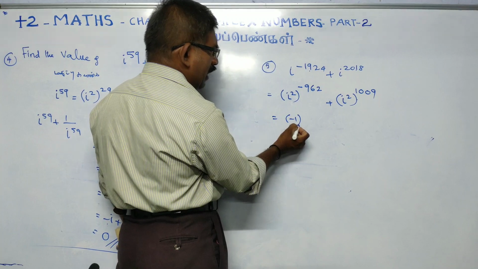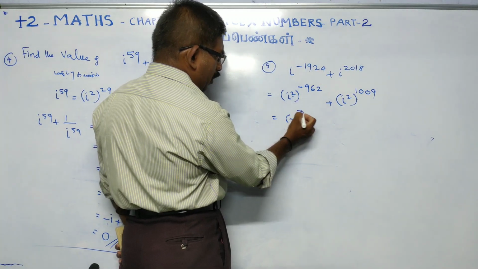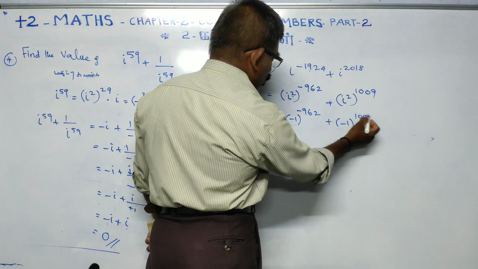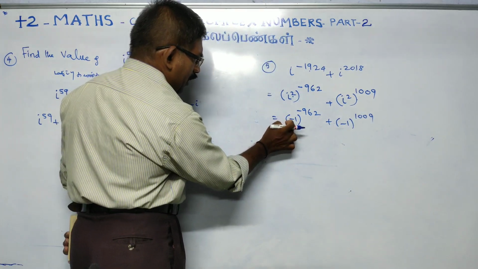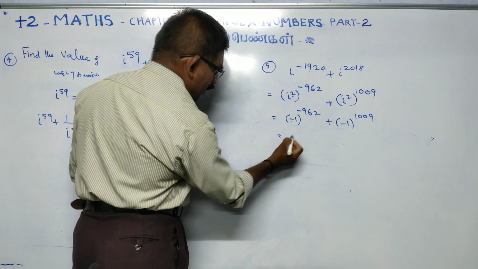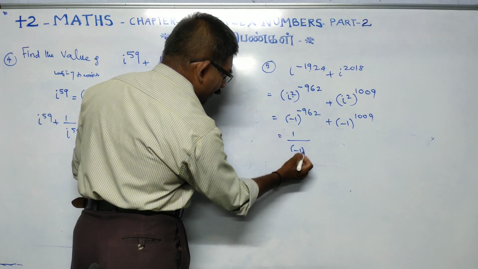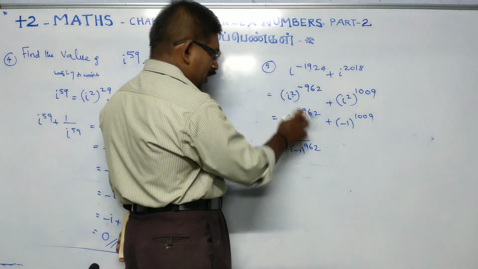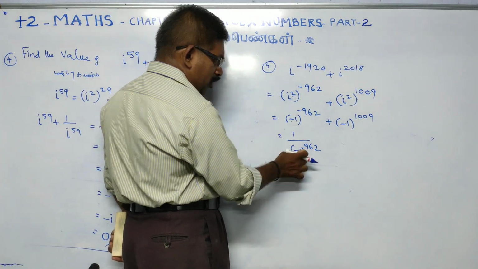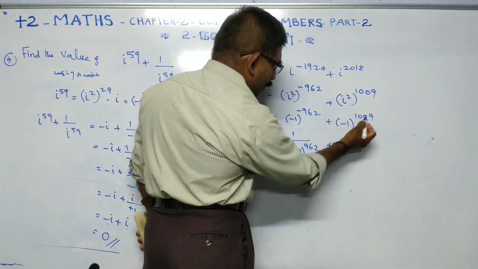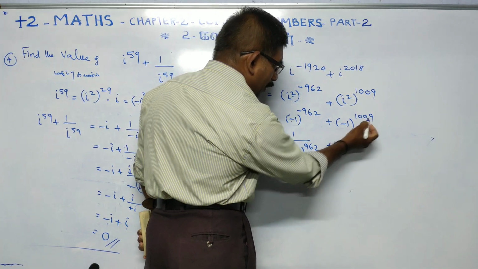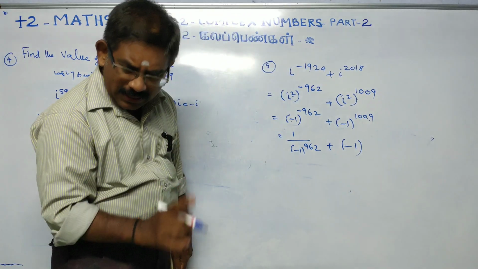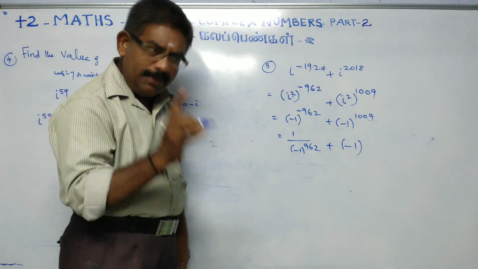minus 1 power minus 962 plus minus 1 power 1009. How can we write this? minus 1 power 1 by 962. Okay, when power minus comes on top, it is the reciprocal of the number. It has come to the bottom. minus 1 power odd number comes, the answer is minus 1. If minus 1 has an odd power, it is minus 1.